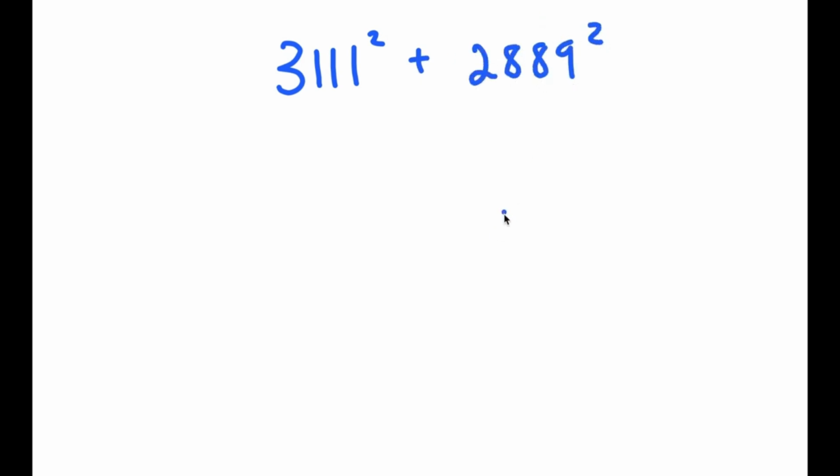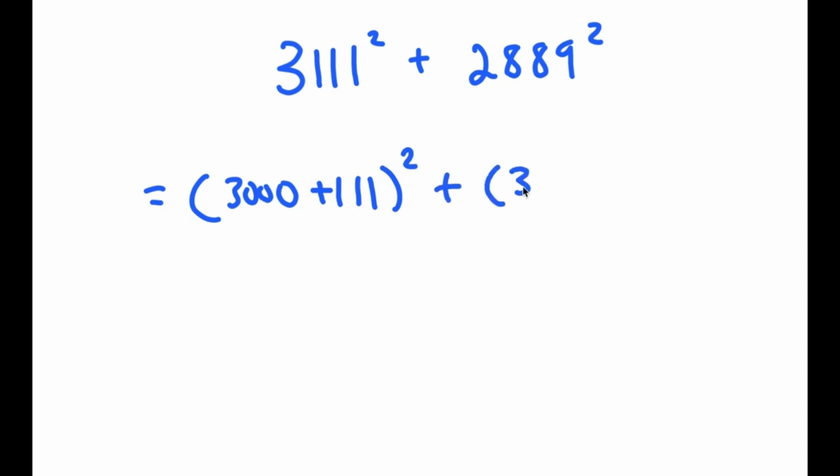Alright, so in this video, I'm going to solve the problem 3,111 squared plus 2,889 squared. To solve this, I'm going to rewrite this as 3,000 plus 111 squared plus 3,000 minus 111 squared.